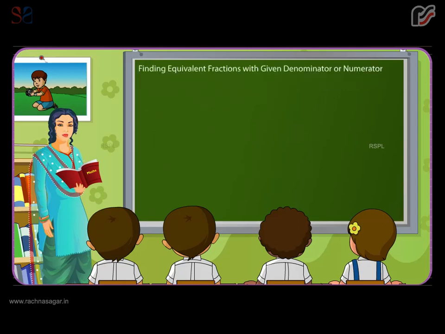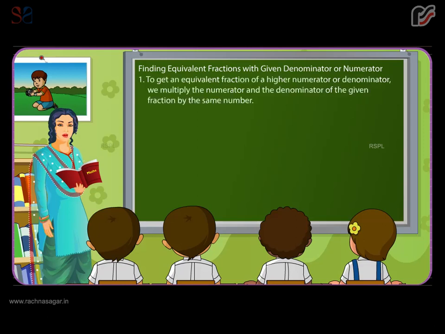Finding equivalent fractions with given denominator or numerator. 1. To get an equivalent fraction of a higher numerator or denominator, we multiply the numerator and the denominator of the given fraction by the same number. Here, we need to find the equivalent fraction of 3/5. The given denominators are 5 and 15. 5 is lesser than 15, so divide 15 by 5. 15 divided by 5 is equal to 3.